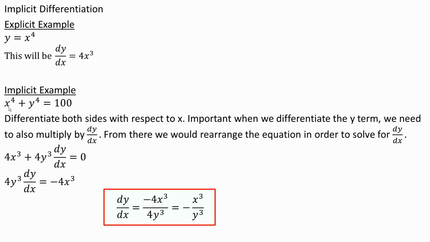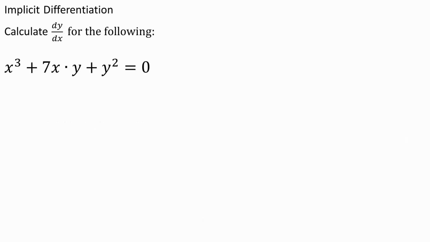So the derivative of x raised to the fourth would give us 4x cubed plus, for this term, it's going to be 4y cubed, but don't forget, we need to multiply by dy/dx, is equal to 0 because the derivative of 100 is 0. So now we rearrange, so this term goes over here, so you get 4y cubed dy/dx is equal to negative 4x cubed, and then you can say that dy/dx is equal to, you divide this piece over, and so you get negative 4x cubed divided by 4y cubed, which you can simplify and get negative x cubed divided by y cubed.